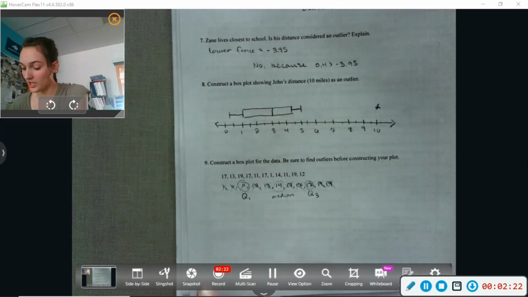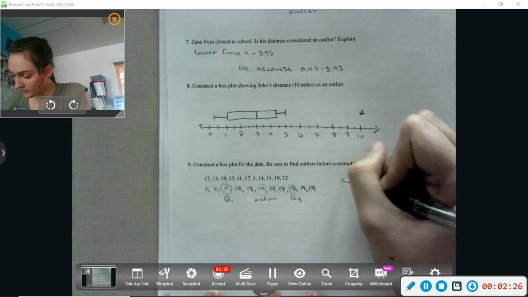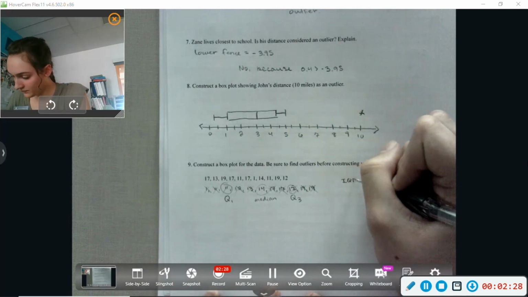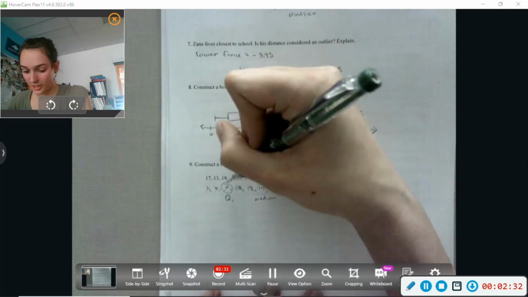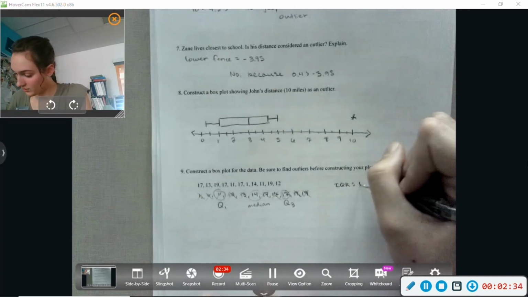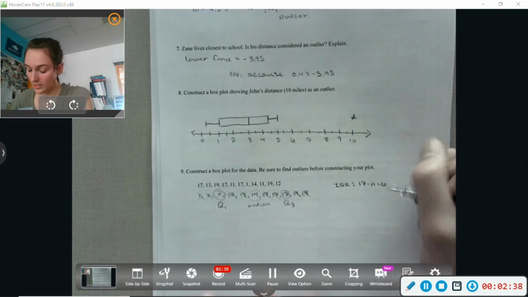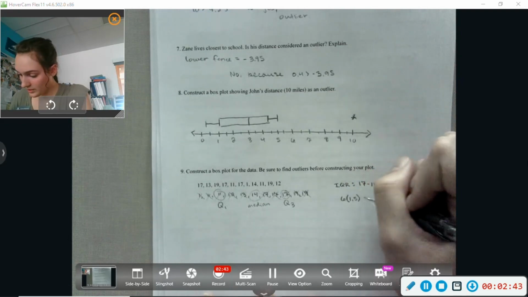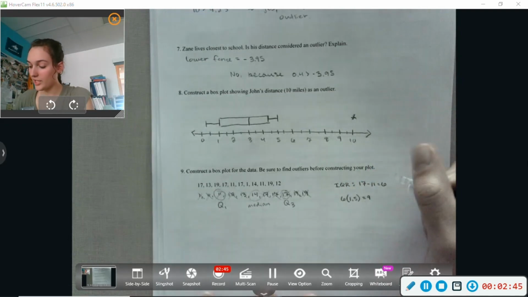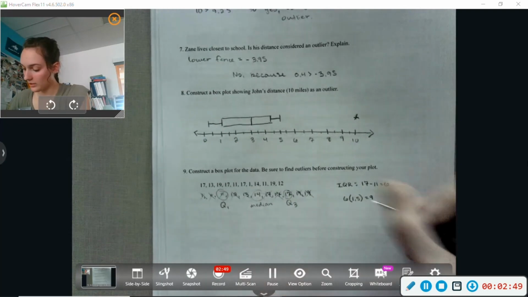Now we need to check for outliers. To do that, we need to find our IQR. That is 17 minus 11, which gives us 6. Then 6 times 1.5 gives me 9. So now I need to add 9 to 17 and subtract 9 from 11.